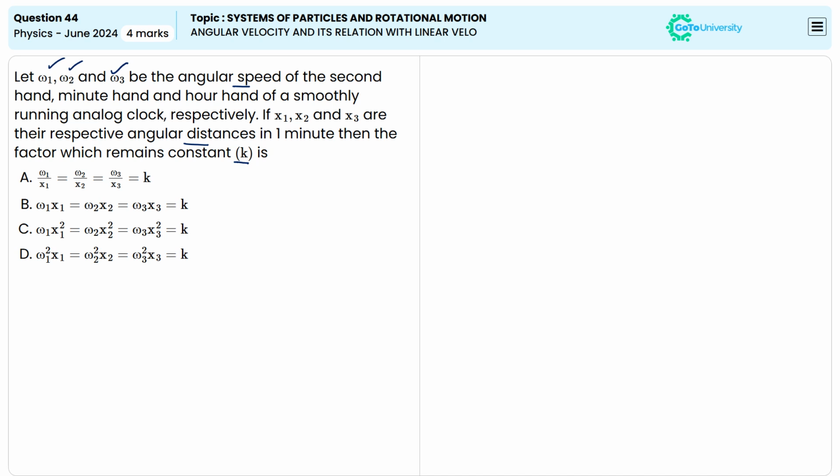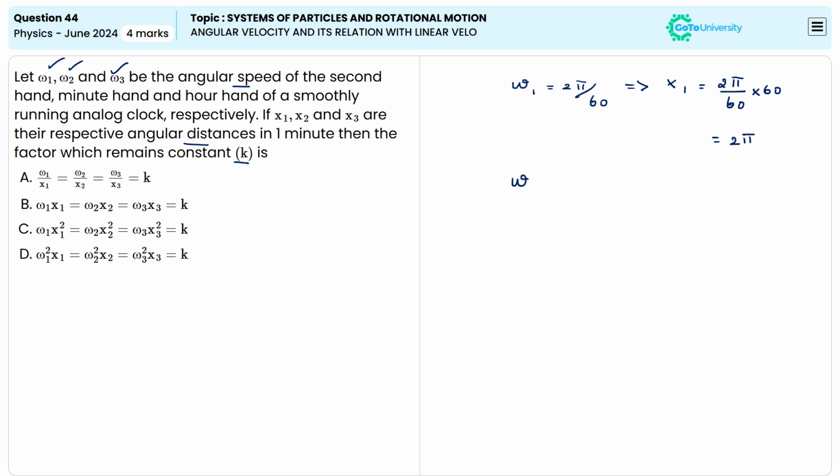It's known that if it is represented by the second, the angular frequency or angular speed will be equal to 2 pi divided by 60. From this, we can write the displacement x1 will be equal to 2 pi divided by 60 times 60, which will be equal to 2 pi.